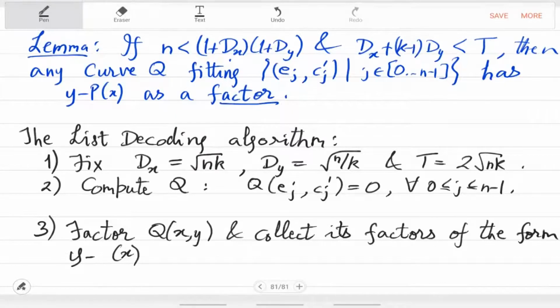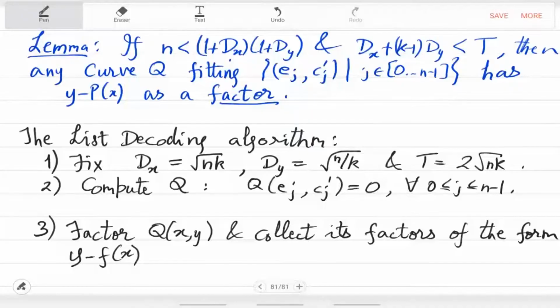Let me use different notation: y minus f(x). Is there any property of f that you want to satisfy? How was your message like? Yeah, so if the factor has f with degree more than k minus 1, then it's not a message. So there is no point keeping that in Bob's list. So these factors with degree of f less than k, you collect these, and this is your list of messages f. So how many are they?